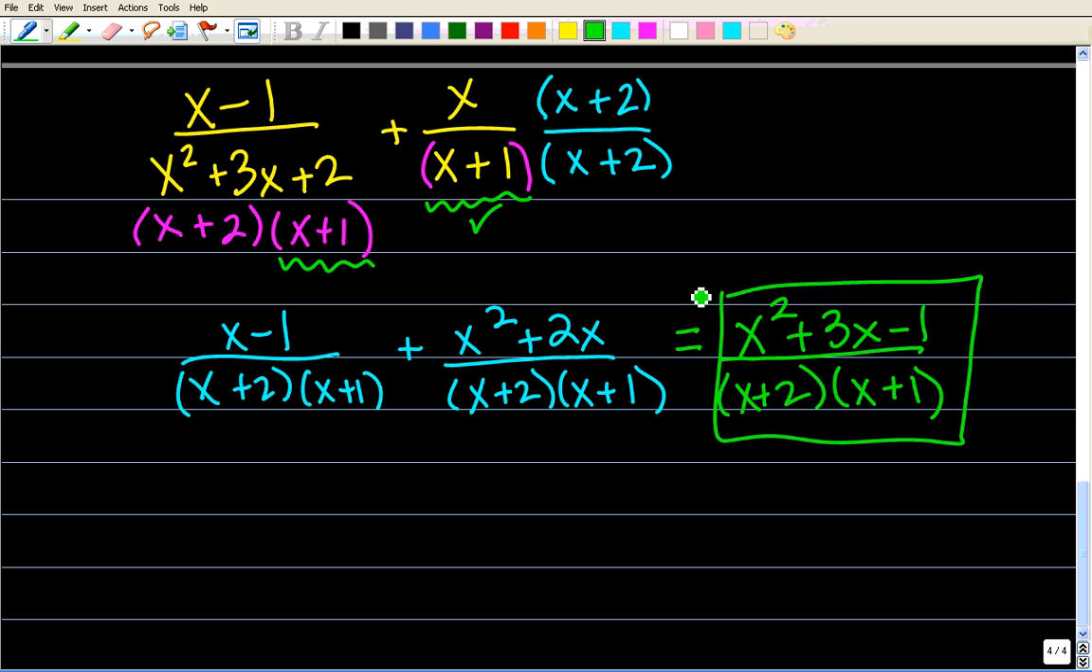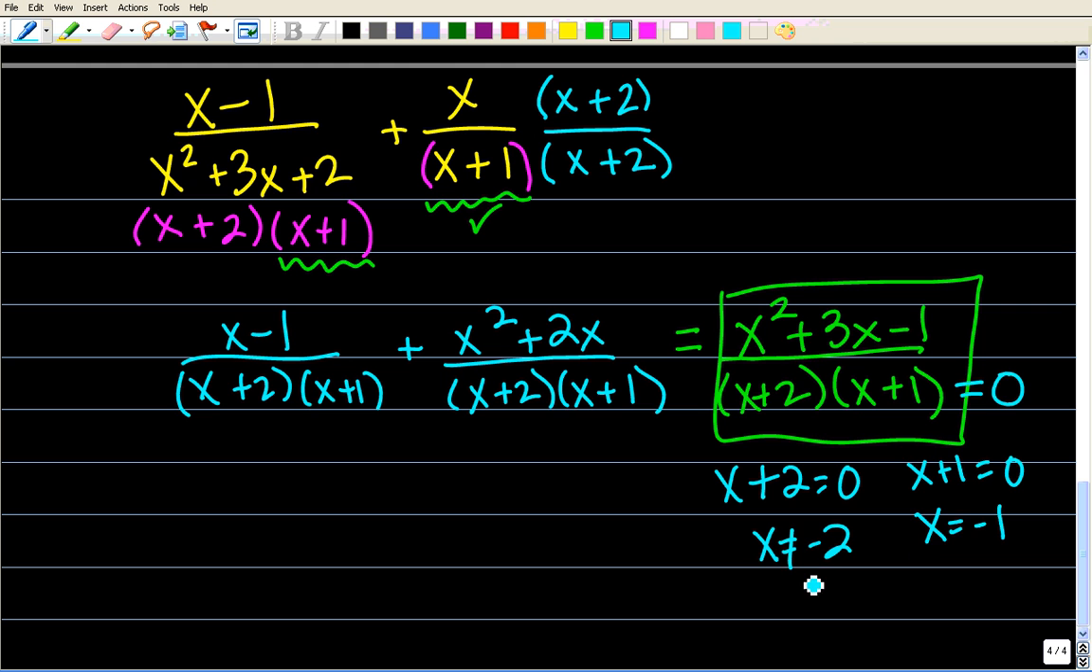We also need to figure out where this is undefined. So we need to look at every single x value that could possibly make this denominator equal to 0. Remember, we would take each factor, set it equal to 0, and solve for x. So if we set x plus 2 equals 0, we'll get x equals negative 2. And if we set x plus 1 equal to 0, we'll get x equals negative 1. So it's undefined for negative 2 and negative 1.